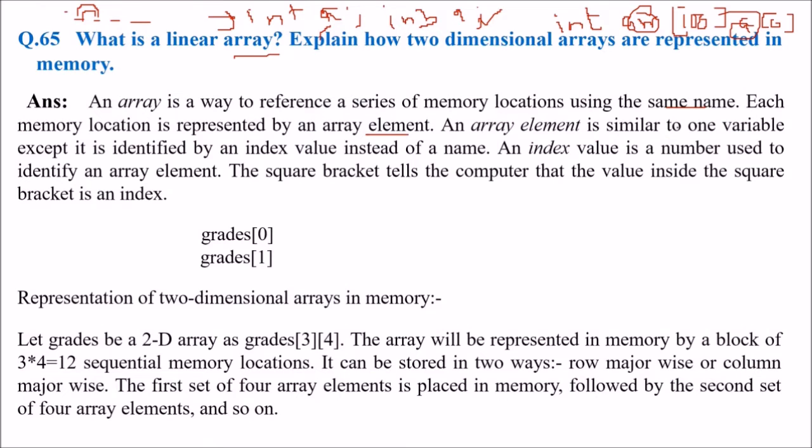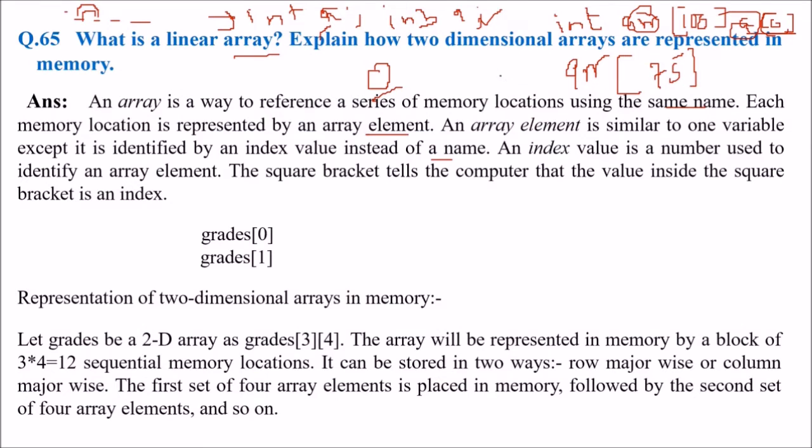So an array element is similar to one variable, except it is defined by an index. You have an index that is 0 or 1 or say 99 instead of a name. So an index value is a number used to identify an array element, like ARR. If I want to have the 76th value, I'll put 75 here. Array values, the subscript, because arrays start from 0, so for the 76th value, I have to go to 75. Because it starts from 0, that is why.